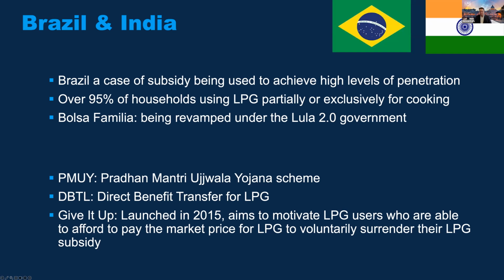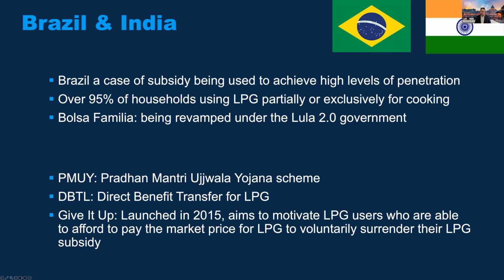The Give It Up campaign was also quite innovative. In order to get wealthy Indians who were benefiting from the subsidy to give up their subsidy, they appealed to patriotism and they enlisted Bollywood stars and cricket stars to call on Indians in the middle class and the upper classes to give up their subsidy, and it was incredibly successful. So that's something else that other markets are looking at.